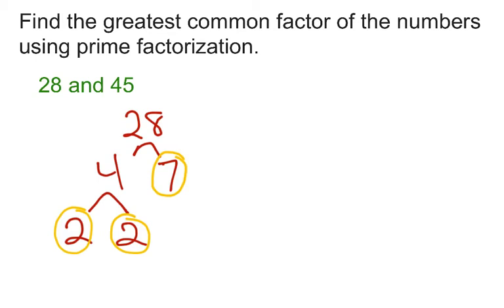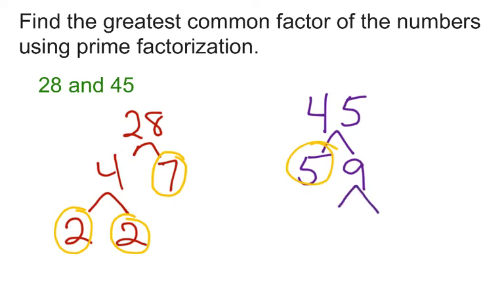Now let's look at the number 45. Well, it ends in a 5, so you know that it's divisible by 5. And 5 times 9 is 45. 5 is a prime number, so I'm going to circle that one. And then 9 is composite. It can be broken down into two prime numbers of 3 times 3. So now I'm going to circle my prime numbers.